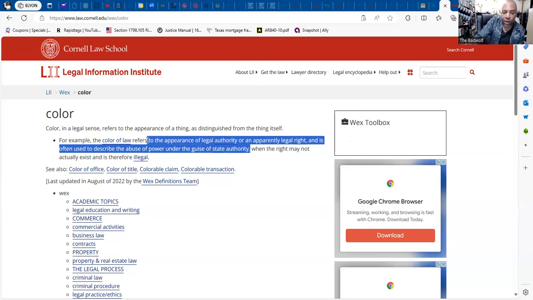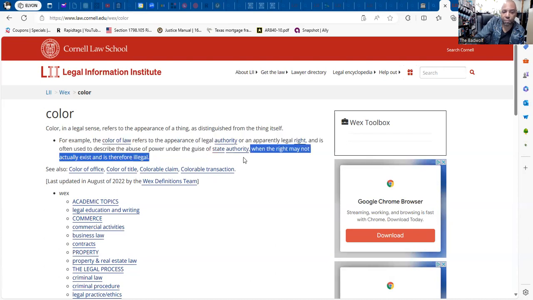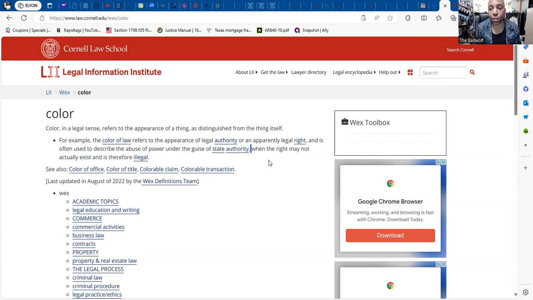unless you agree that you're a U.S. citizen and under their jurisdiction by your consent. Now, this does not mean that you can just walk down the street and say, oh, I don't give you consent to be an officer over me. That's not how it works, because you have their driver's license, their state ID, you got all their other stuff. When the right may not actually exist and is therefore illegal.